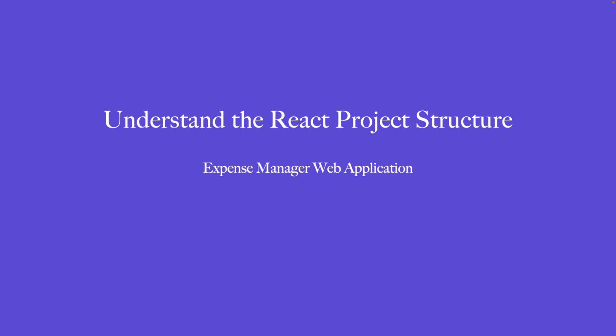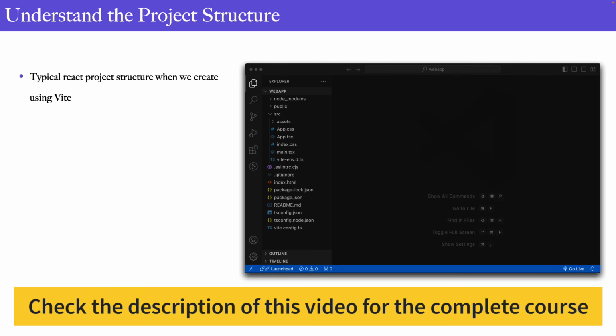In this video, let's understand the React project structure. We just now created the React project using Vite. Now let's understand the project structure. This is the typical React project structure when we create using Vite. Now let's understand each file and folder, and what it does.